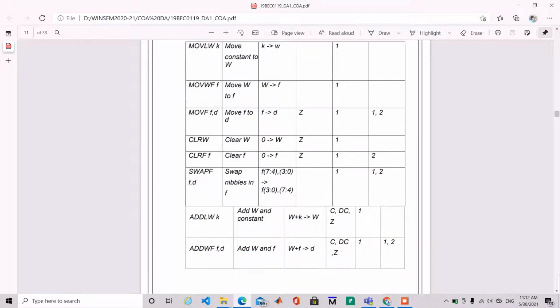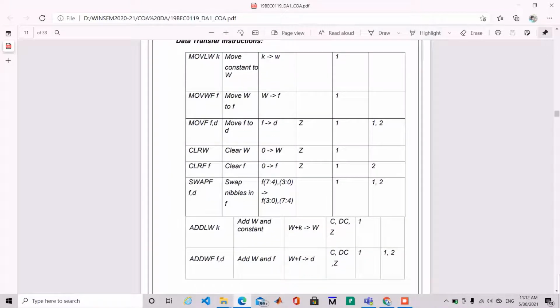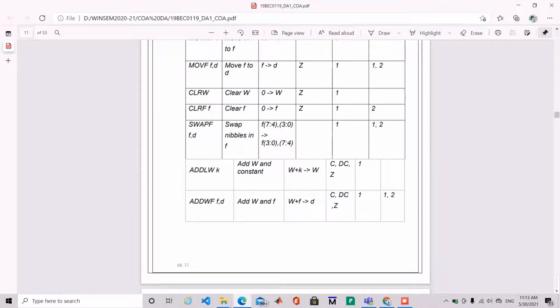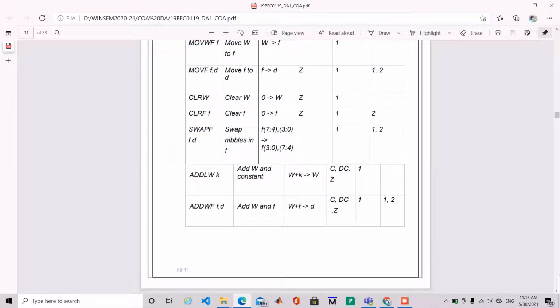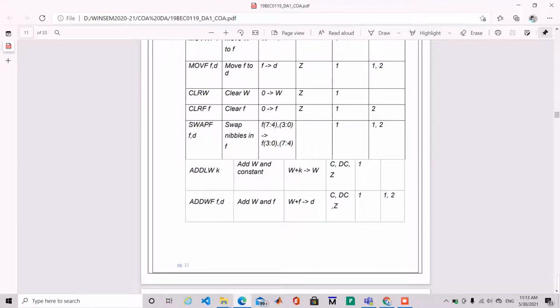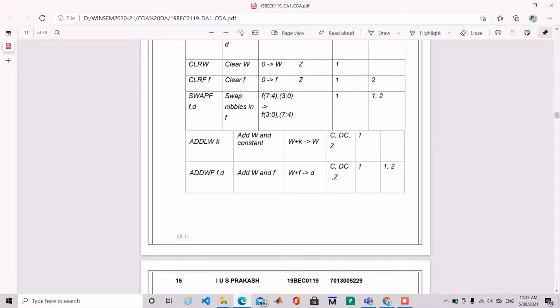And the third one is MOVF, moving F to D. And the fourth one is CLRW, and fifth CLRF. And then SWAPF f comma d. It means swapping nibbles in the F register. And then ADDLW K. It means adding W and a constant. And then ADDWF f comma d. It means adding W and F. It generates the D.